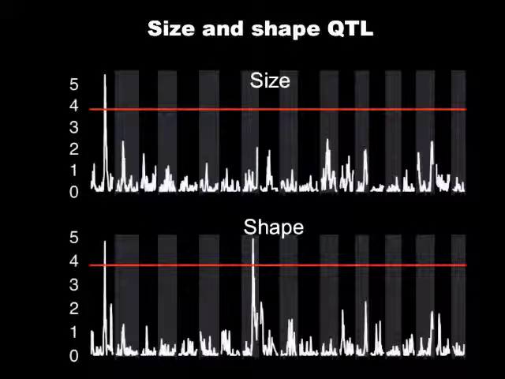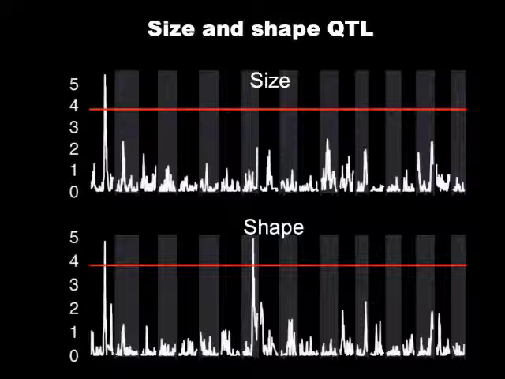Okay, so for size, most of the genome does not seem to be correlated with the size of the baculum. There is a very significant peak here on chromosome 1. For shape, we see that same peak. This is almost exactly the same peak as that peak. Okay, this is very interesting. This suggests that size and shape might have a common genetic basis. It didn't need to be that way.